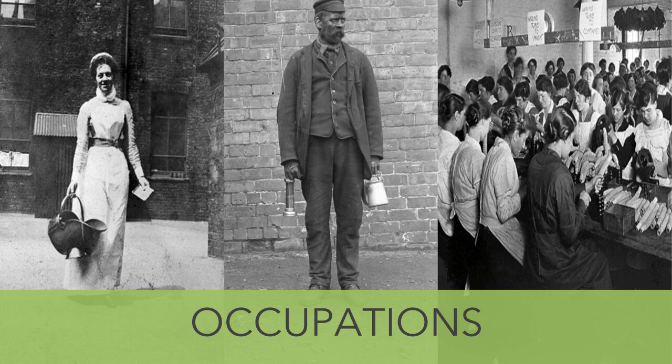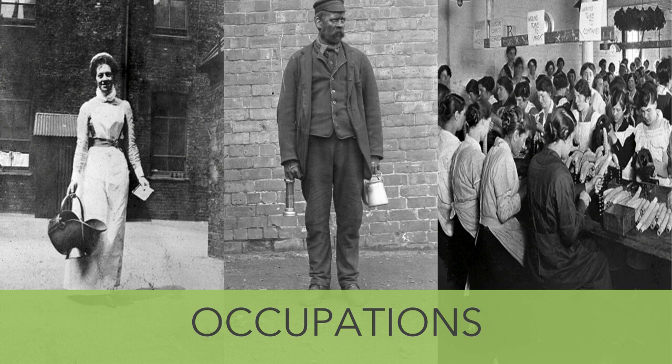Cotton manufacturing was the leading industrial sector. So you may find that your ancestor was a weaver, worked in the mill, spinner, piecer. So cotton manufacturing was the leading industrial sector. The hours in the mill were long. 12-hour days was the norm in most factories. The most common job for women was in domestic service.